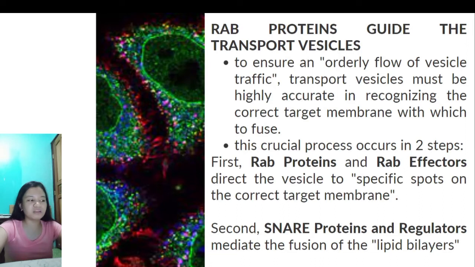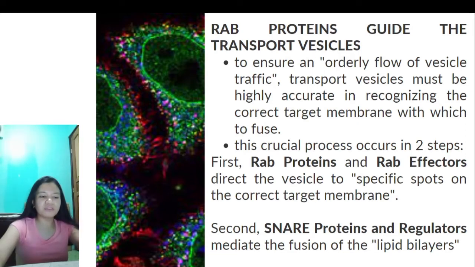So, yun nga, dahil sa diversity and crowding na nangyayari sa mga membrane system sa cytoplasm, yung mga vesicle, mas na-encounter nila yung many potential target membranes before nila mahanap yung correct target membrane na pag-fuse nila. So, this crucial process occurs in two steps. First, yung Rab proteins and then yung Rab effectors na nagdadirect sa vesicle para mahanap nila yung mga specific spots on the correct target membrane. Second, snare proteins and regulators, sila naman yung nagme-mediate ng fusion sa lipid bilayer. So, itong si Rab proteins, si Rab effectors, snare proteins, and regulators is mas madidiscuss natin sa next slides.